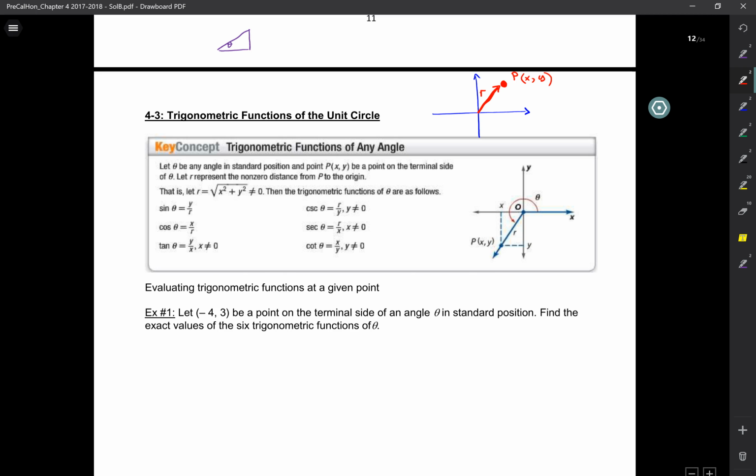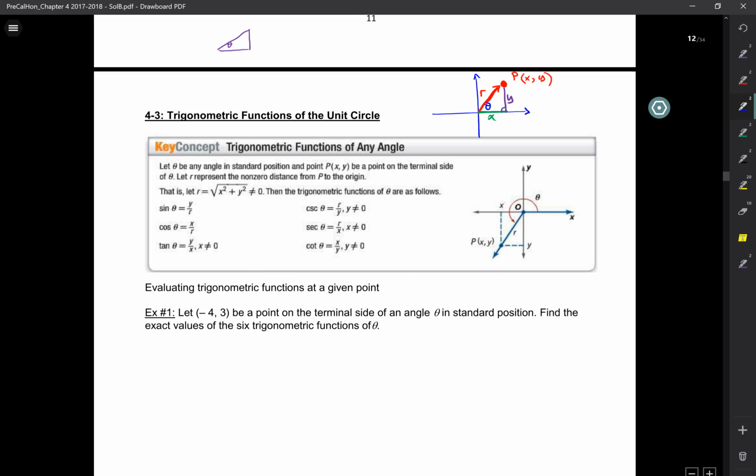Another way to go to point P from the origin, if I could only go horizontally and vertically, right? What would it be? How much would I need to go horizontally? How many units in order to get to that point? X. I would need to go X units horizontally. And how many units would I need to go vertically? Y. Okay? And I make a right triangle here. Okay? So now, if my angle theta is this one, right?